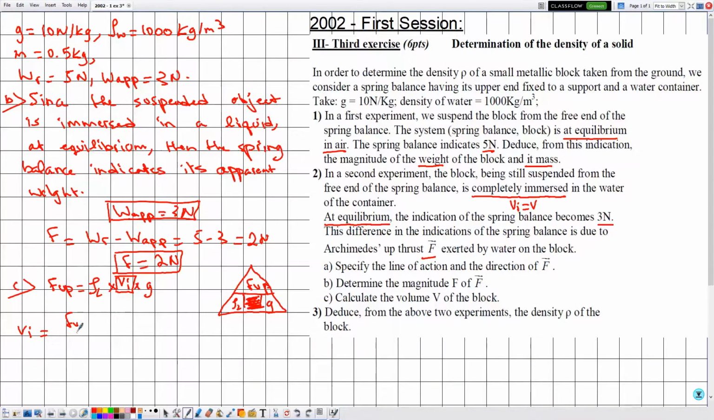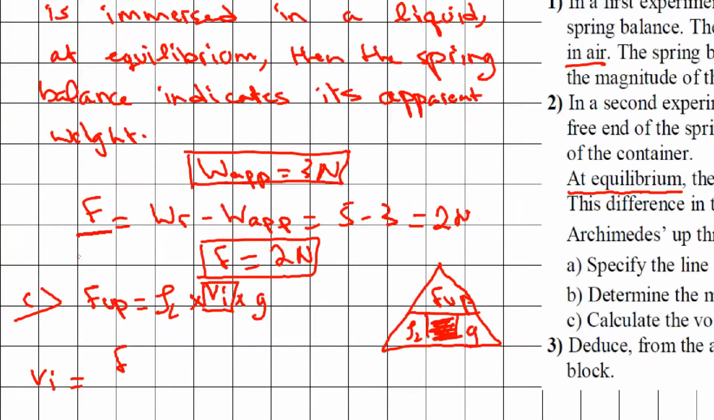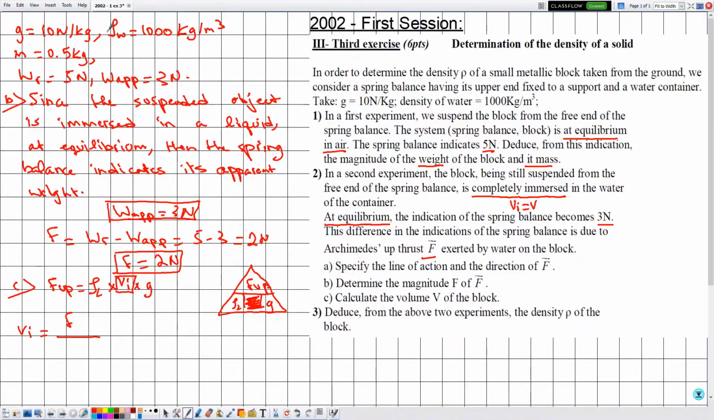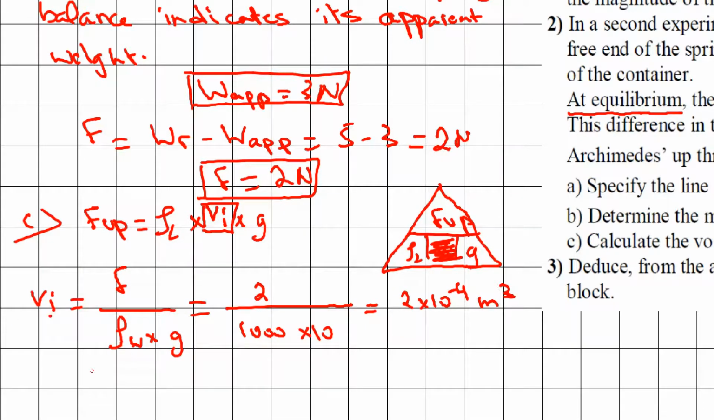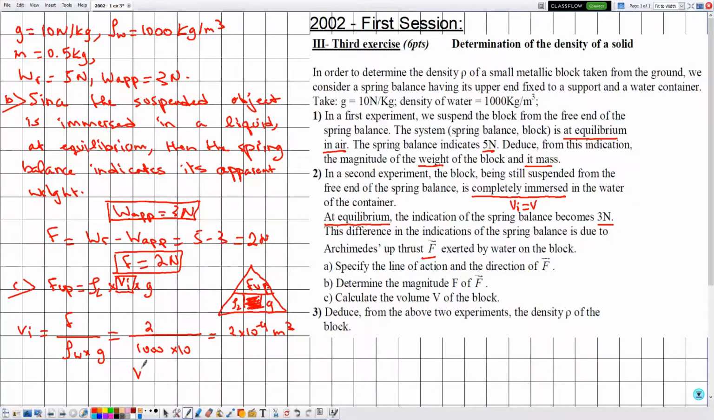So F upthrust, which is denoted by F, and the density of the liquid is denoted by rho W multiplied by G. Now the value of F is given by 2, the value of rho of water is given by 1000, and the value of G is given by 10. Plugging this fraction on the calculator, then the immersed volume is given by 2 times 10 to the power minus 4 meter cube. Why meter cube? Because F, rho, and G are in the SI, so the value of VI will be in the SI, which is meter cube. So what does VI represent? VI represents the volume of the immersed part of the metallic block.